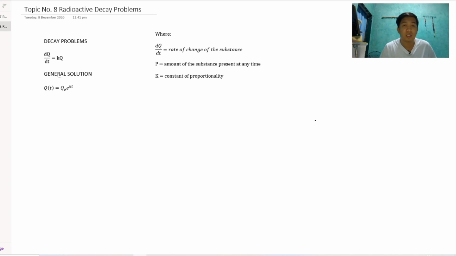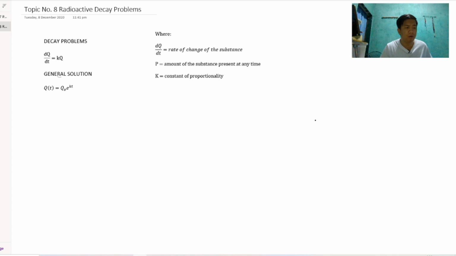Okay? So, for the decay problems, we can denote this as dq over dt is equal to k times q, where dq over dt is the rate of change of the substance, q is the amount of substance present at any time, and K is the constant of proportionality. Okay? The definition of radioactive decay problems is in the manual. So, we can now proceed to the example.